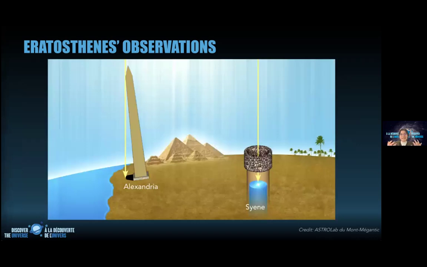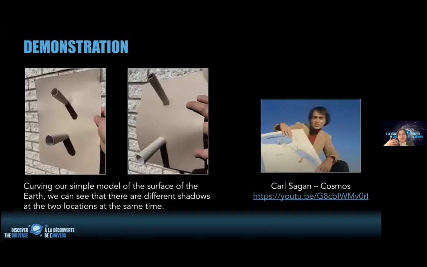Okay, so this is an image of what he observed. In Syene, the light was completely going straight down these wells, but in Alexandria, there was a bit of a shadow off of these vertical objects. And this was because of the curvature of the surface of the Earth. So I have a little demonstration like the one in the picture. Unfortunately, my background is blurring it out. But basically, you can do this yourself. You take a sheet of paper, you put two little sticks on it.